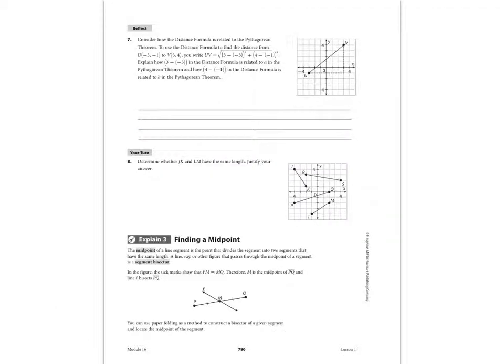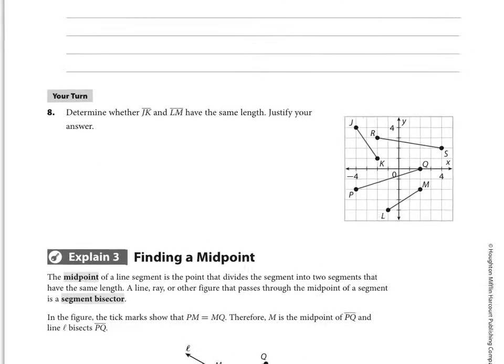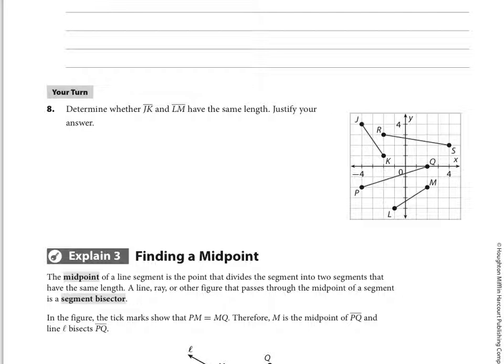On page 780, we have just one Your Turn, but I'll let you do half of it. We're going to determine whether segment JK and segment LM have the same length. Justify your answer, meaning they just want us to show our thinking, show our reasoning as to why they have the same length or don't have the same length. Anytime it talks about length, that's the same thing as distance from one point to the other.